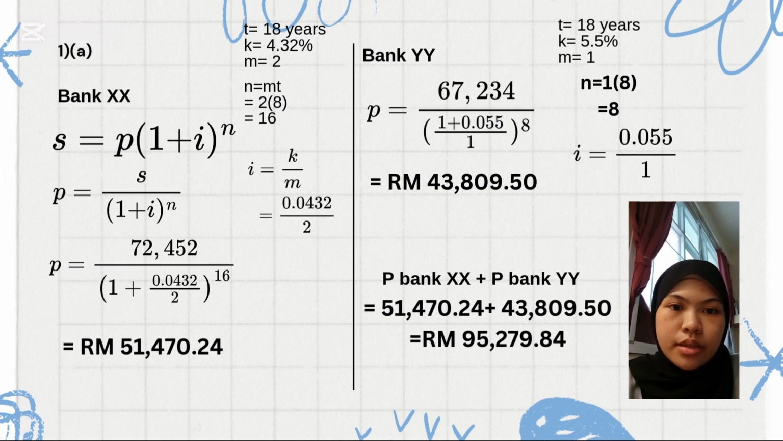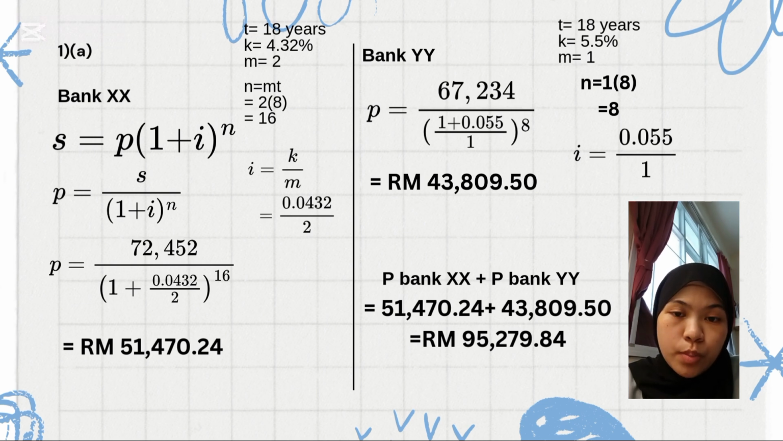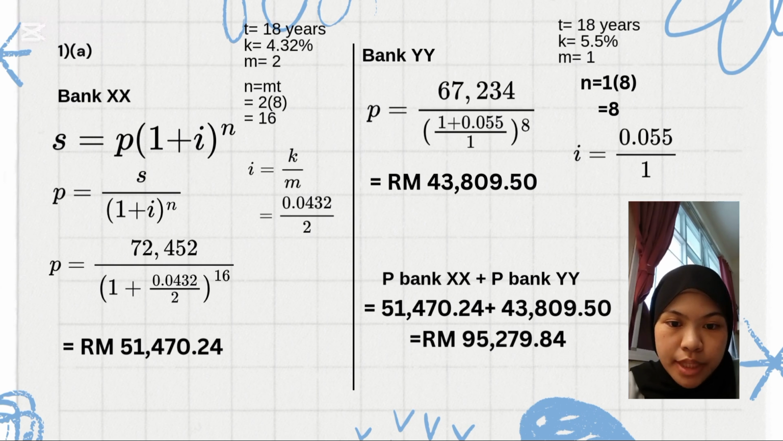So, this is the answer of question 1A. Bank XX: T is 18 years, K is 4.32%, M is 2. Bank YY: T is 18 years, K is 5.5%, M is 1. So here we need to find the total initial amount of investment, which is P.